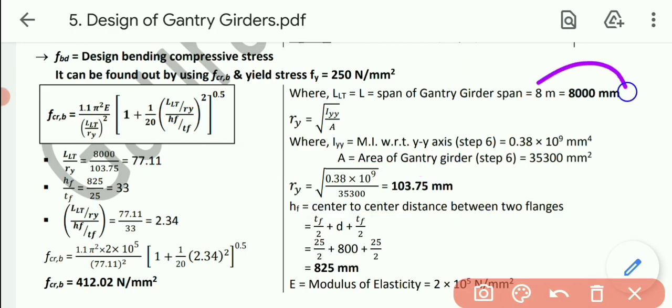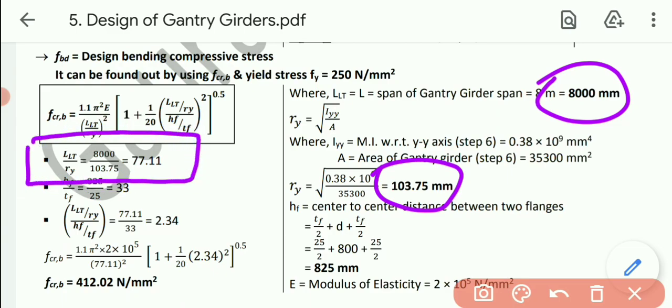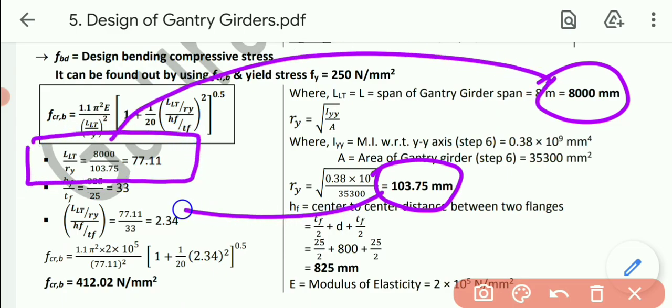So once we get LLT as well as Ry, let's calculate the ratio of LLT by Ry. LLT is 8000, Ry is 103.75. By doing so, we will get the answer 77.11. Okay, that's the ratio.